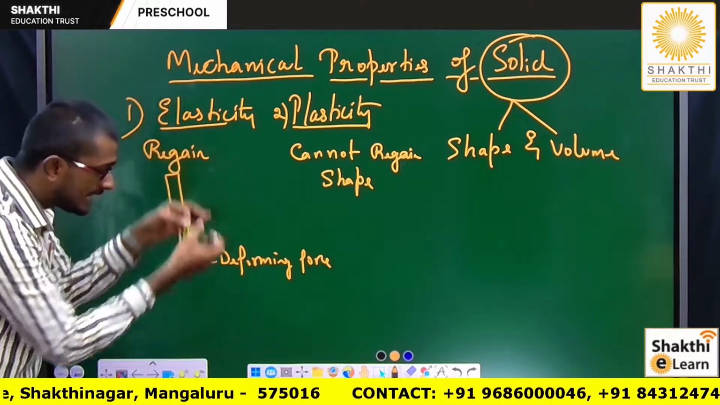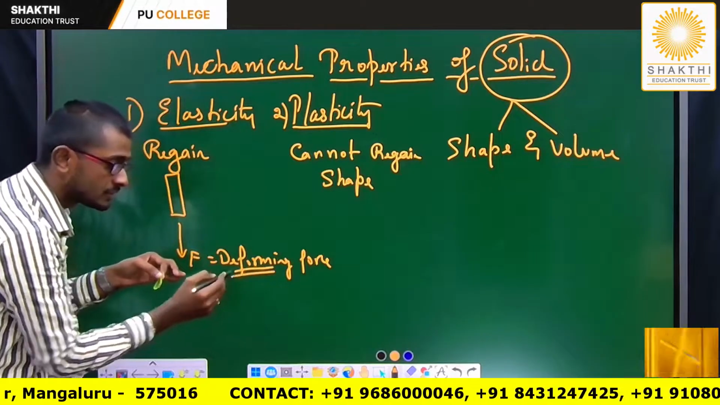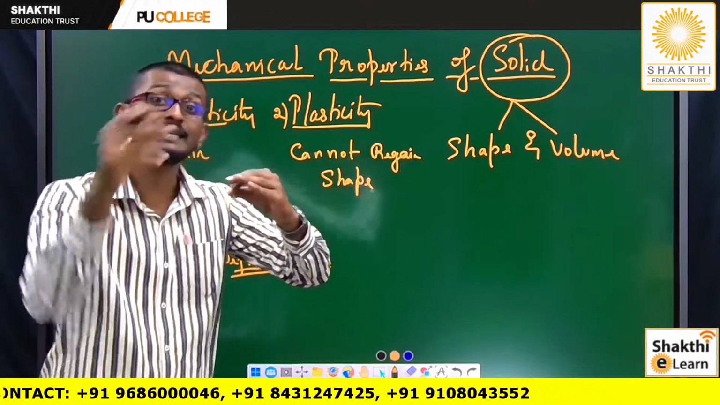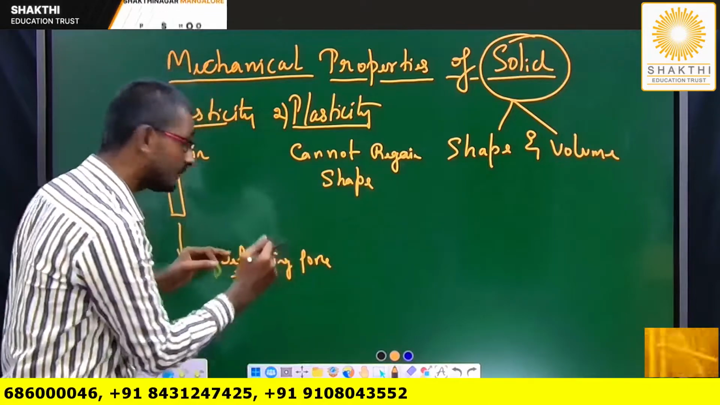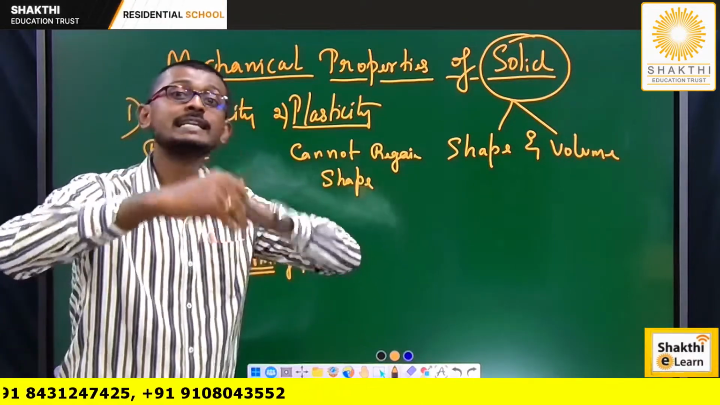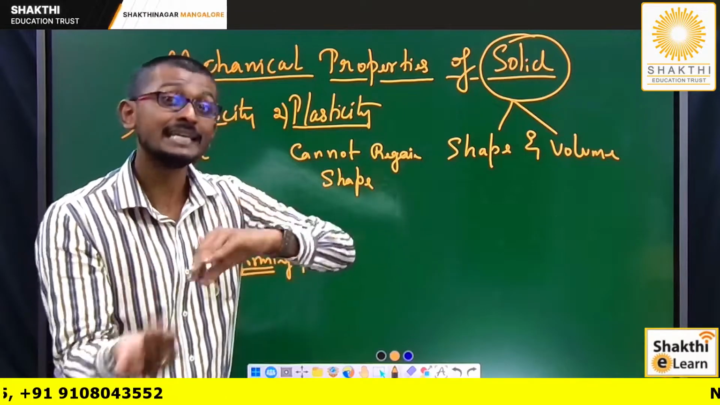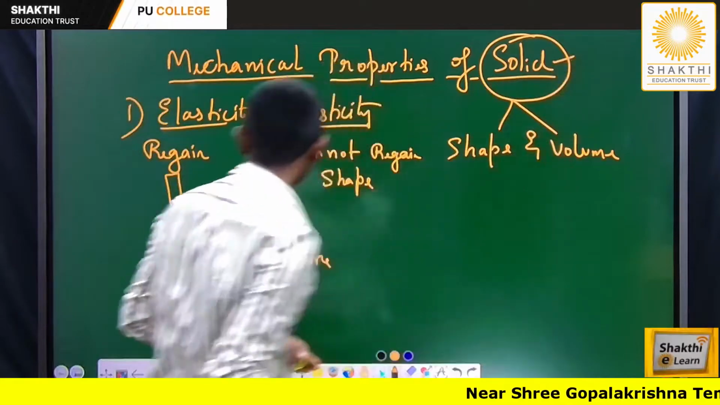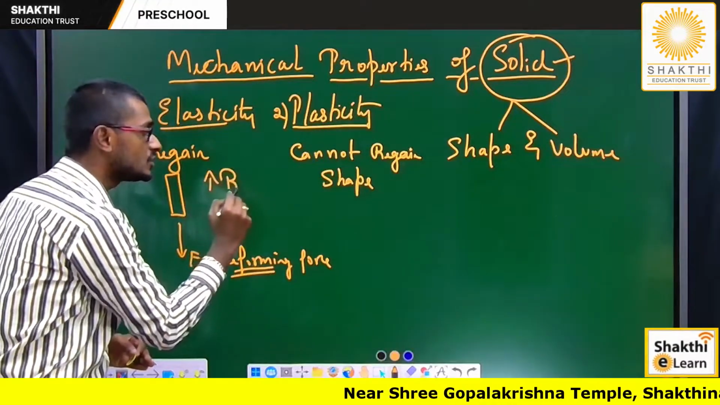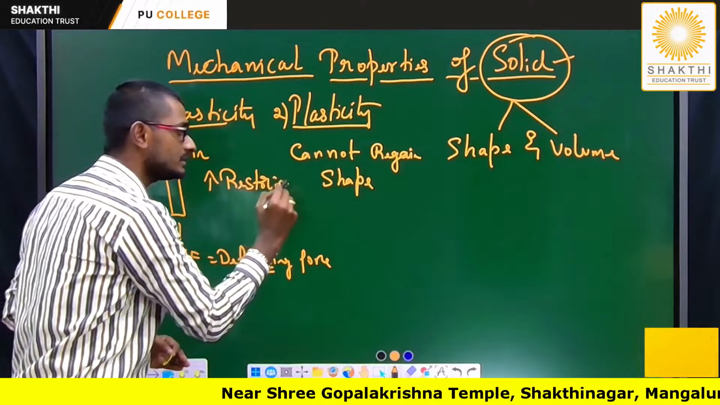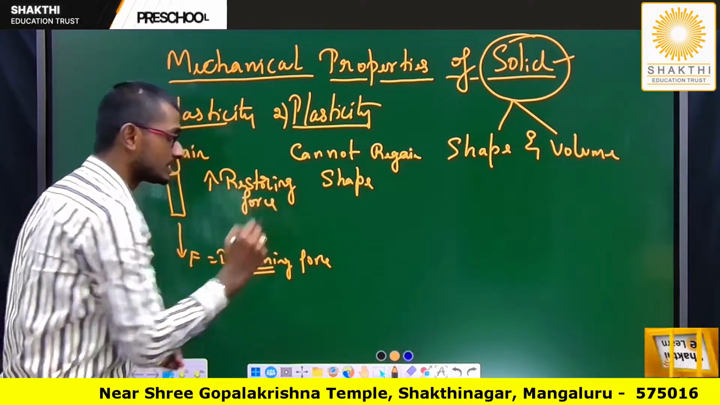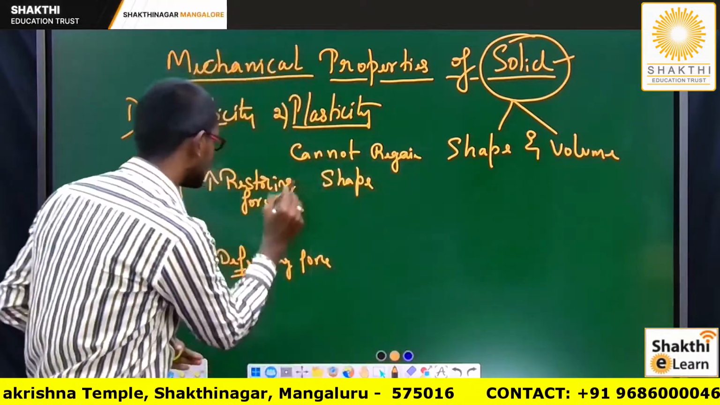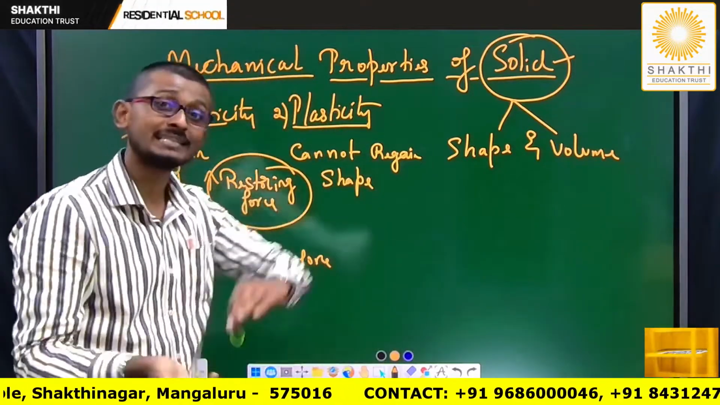To change the shape, we need deforming force. To regain the shape, what do we need? There should be some other force acting internally, correct? That is developed by the solid itself. That is nothing but the restoring force. It acts in the opposite direction to the deforming force. Because of this restoring force only, the body can regain the shape.